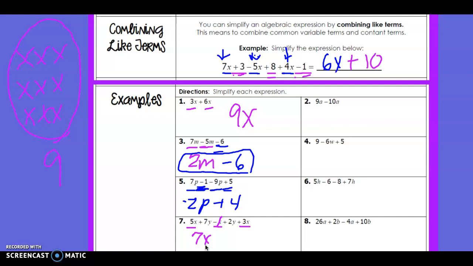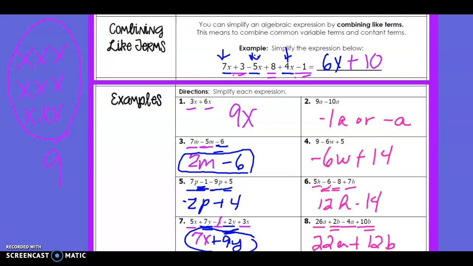Now I'm going to go ahead and combine my y's. I can only combine y's with y's. They have to be identical variables for you to combine them. So I'm going to add a 7y and a 2y, and that gives me 9y's. So my answer is 7x plus 9y. Now, will you please take a minute, hit pause, do numbers 2, 4, 6, and 8, and then you can hit play when you are ready to check your answers.